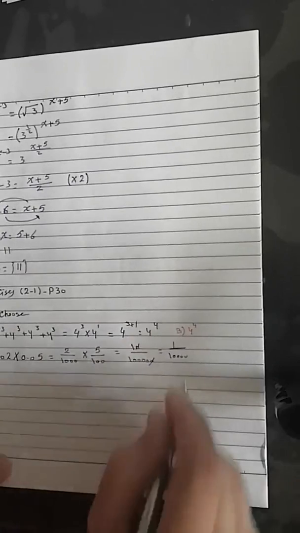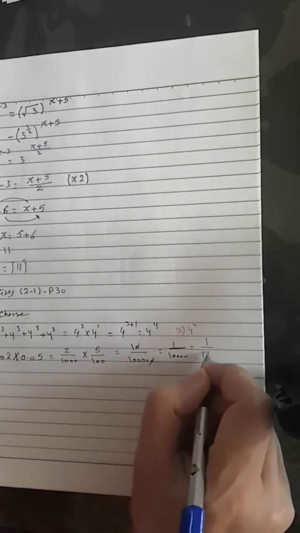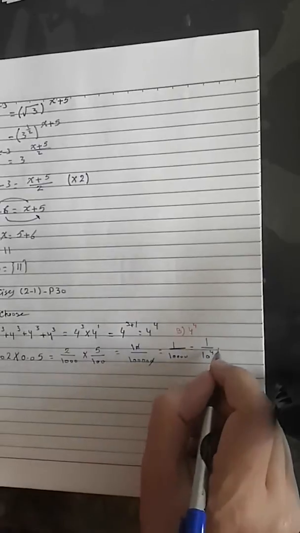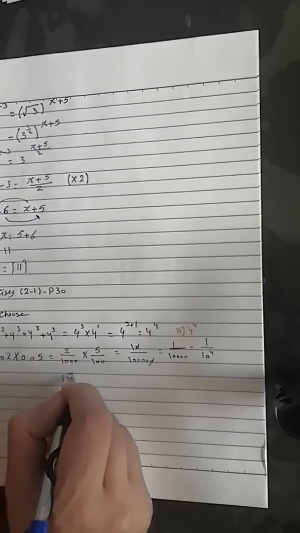This 10,000 equals 1 over 10 to the power of 4. So it will be 10 to the power of negative 4. So the answer is letter B.